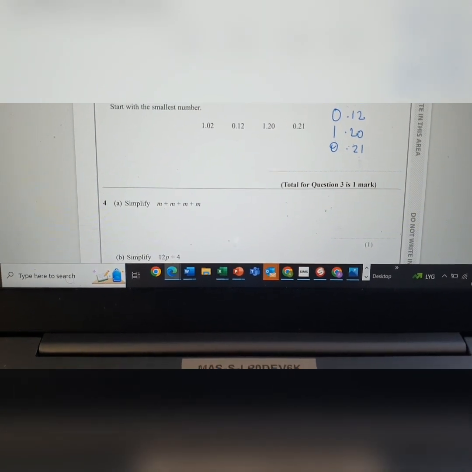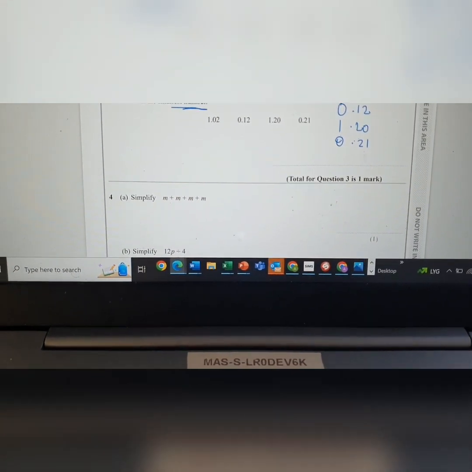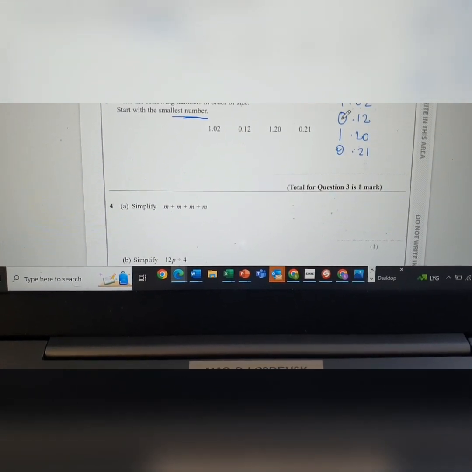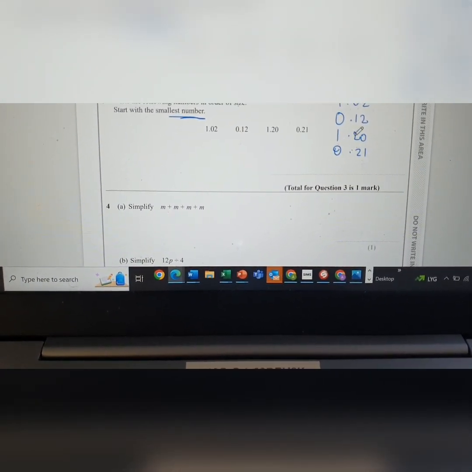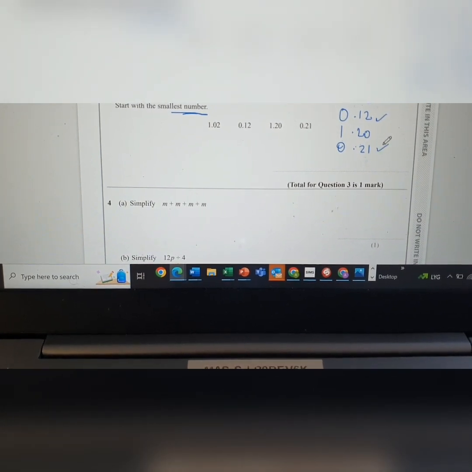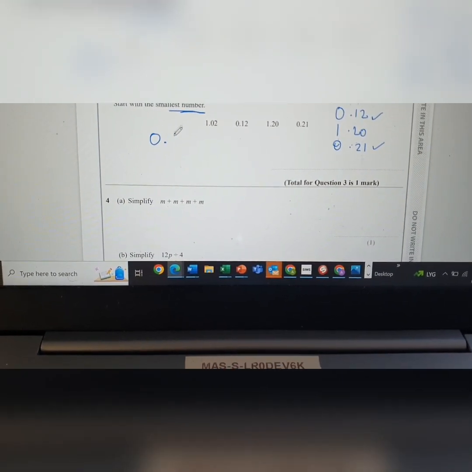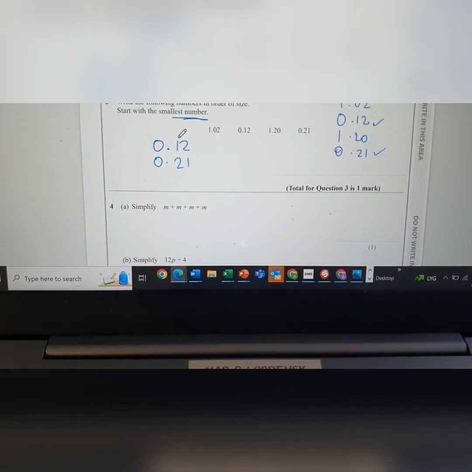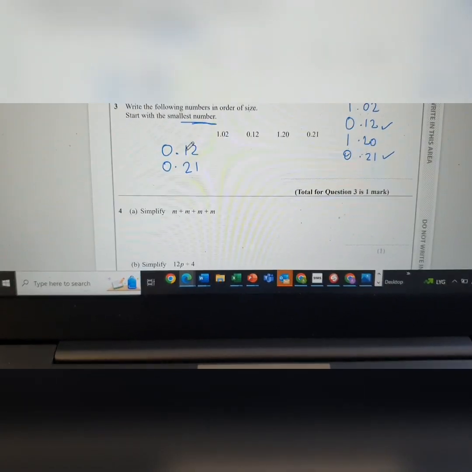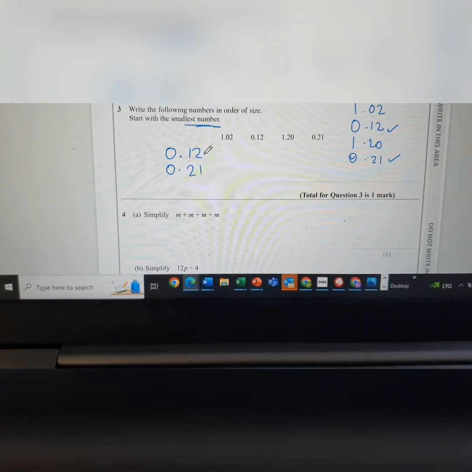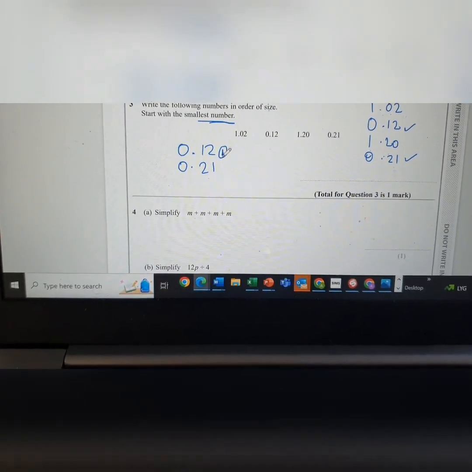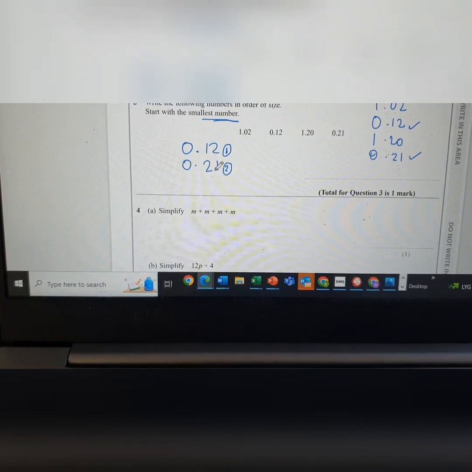Okay, so in order of size, starting with the smallest number. I'm going to look at the unit numbers. We've got 1, 0, 1, 0, so it's clear that these two are the smallest numbers. So I need to look at them separately: 0.12, 0.21. The first digits are both zeros, that doesn't help me. The second digit, we've got 1 and a 2, so it's clear that this is the smallest number. So I'm just going to label it 1, and then this is the second smallest, 2.